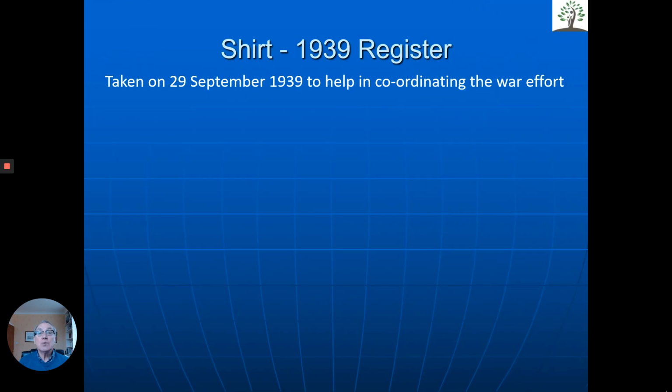One of the factors there was that typically the census is only released 100 years out, but with the Second World War building up, it was decided to take a 1939 register of all the people to help in coordinating the war effort. And this has recently been released. Now, if the person's still living, you can't get access to the information, but anyone over 100 years old or where they've certified death, then one can get access.